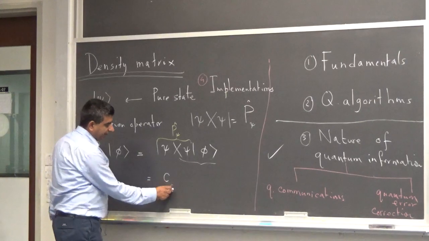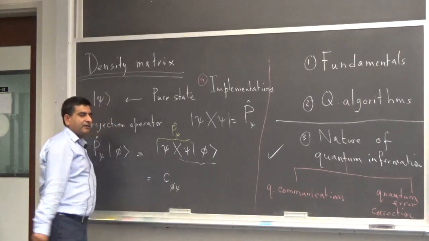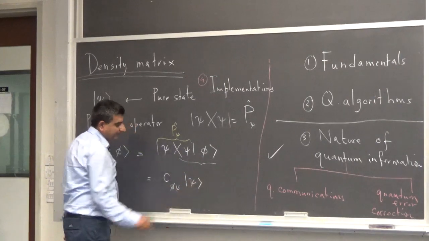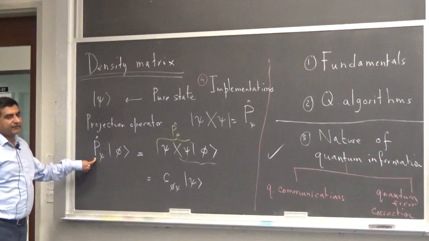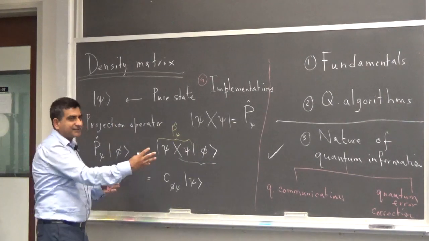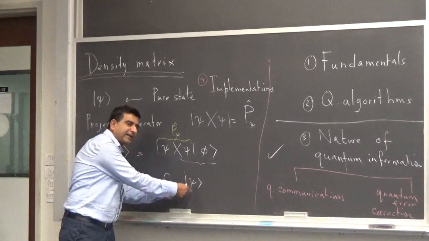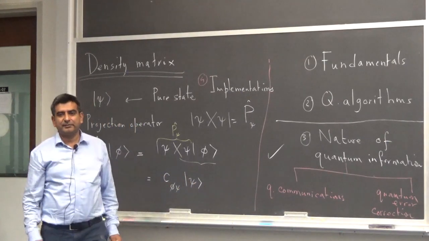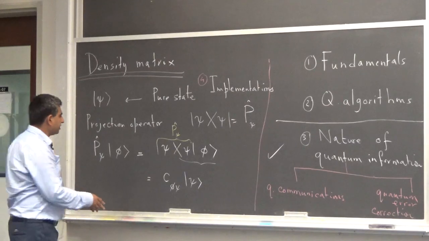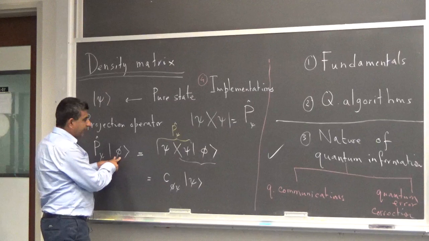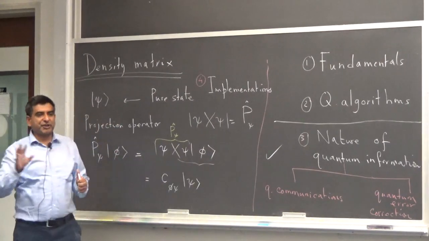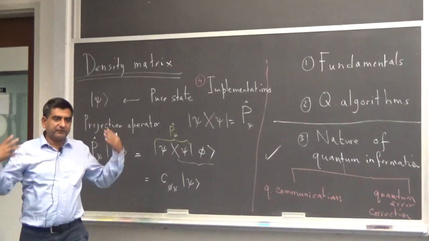I can just put C phi psi, for labeling purposes, and the quantum state psi. So what this projector does is that it takes an arbitrary input and projects it parallel to ket psi. That's why this is called a projection operator. If initially ket phi is orthogonal to ket psi, this is 0, so the projection operator will yield nothing, will yield vacuum, nothing.